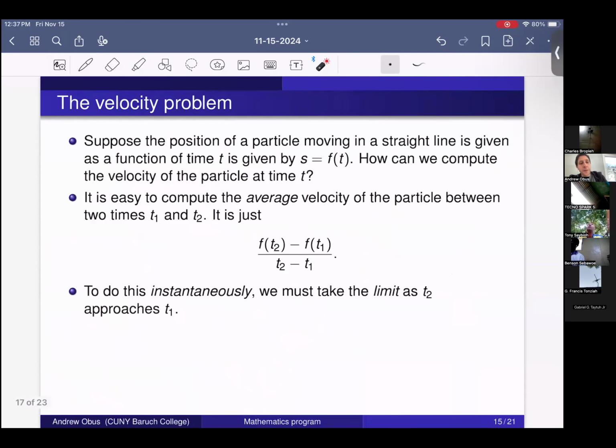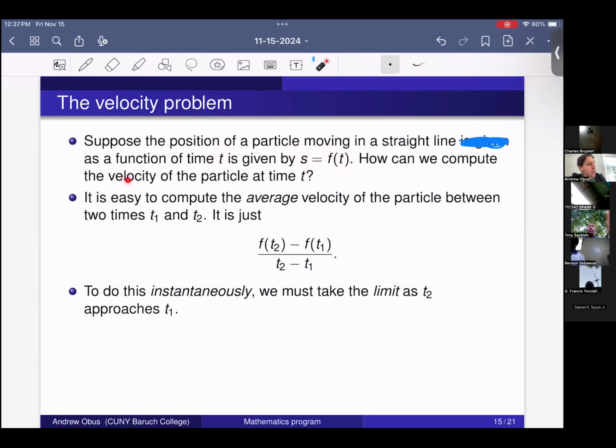Okay, so let's shift gears. We've been talking about tangent lines, so let's talk about a different problem now. This is called the velocity problem. Let's say that the position of a particle moving in a straight line is given as a function of the time t, by an equation s equals f of t. So the position is a function of time.